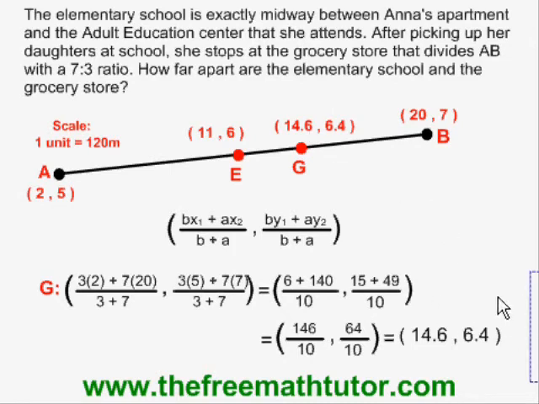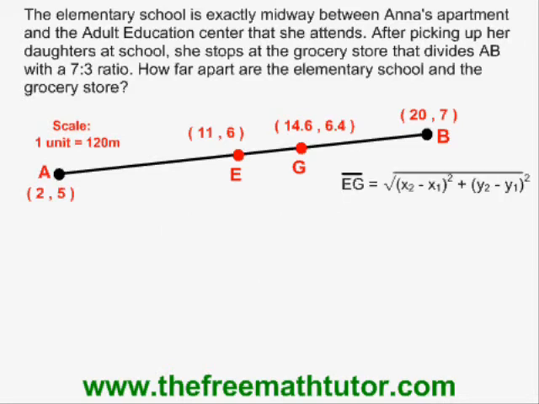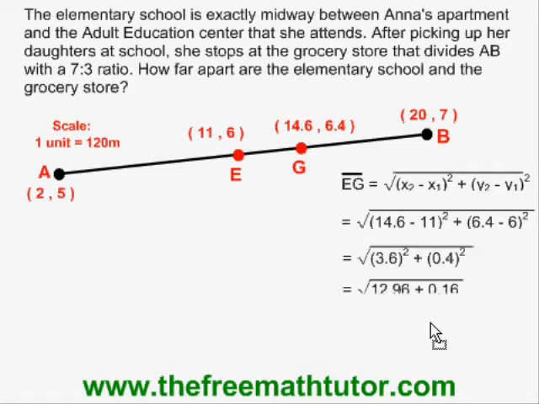Finally, we have to find the distance between the elementary school and the grocery store. And to do that, we will use the distance formula. The distance formula looks like this. And when we fill it in with the x and y coordinates of points E and G, the simplification results in a value that rounds off to the nearest thousandth to 3.622 units.